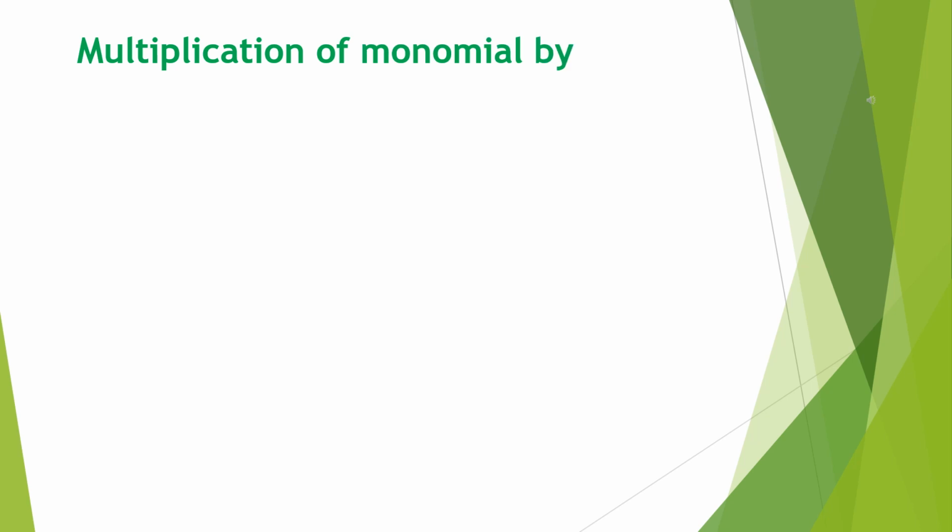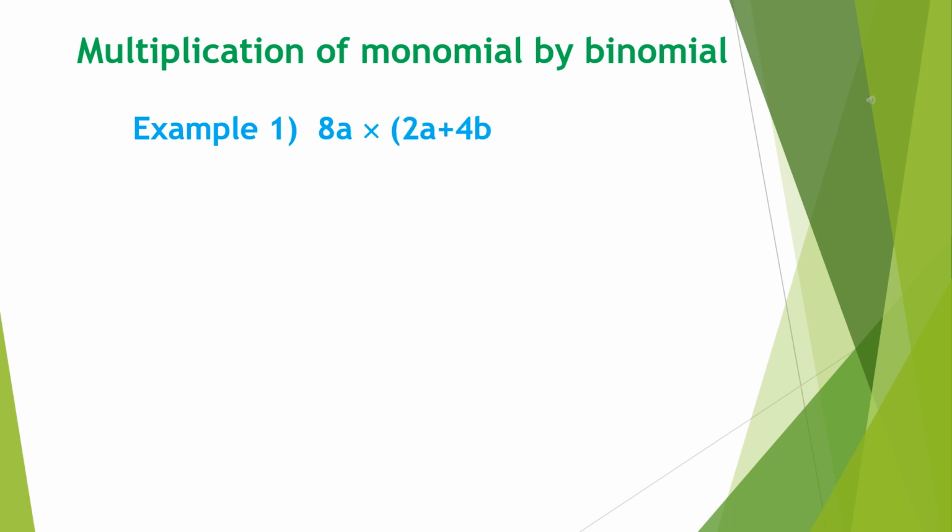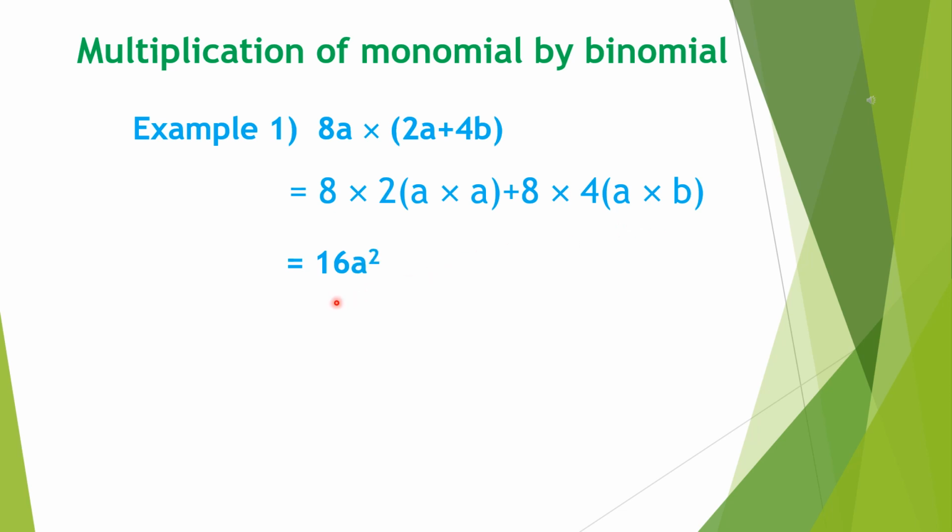Multiplication of monomial by binomial. Example 1. 8a into 2a plus 4b. This one is the monomial and this one is binomial. 8 into 2 is 16. a into a is a square. 16a square plus 8 into 4 is 32. a into b is ab. 32ab. That is 16a square plus 32ab.